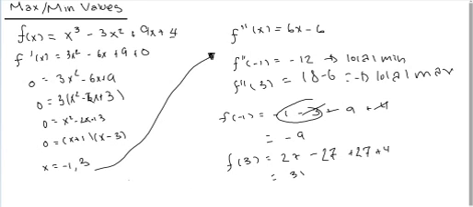So at (3, 31), we have a local max. And at (-1, -9), we have a local minimum. And that is how you solve maximum and minimum values.